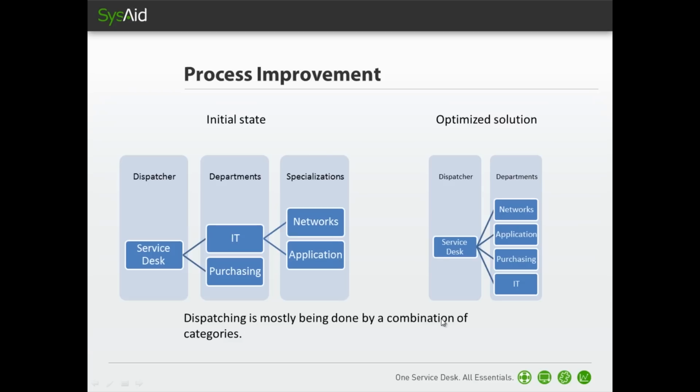The dispatching is mostly done by a combination of categories. So we can teach that, we can write it down, and the person in the service desk will be able to choose whether it will go to networks or to applications. So the new optimized solution: a ticket arrives at the service desk, and it will go to either networks, application, or purchasing. If the person at the service desk does not know which one of these two to choose from, they will forward it to IT, and they will choose the correct people.